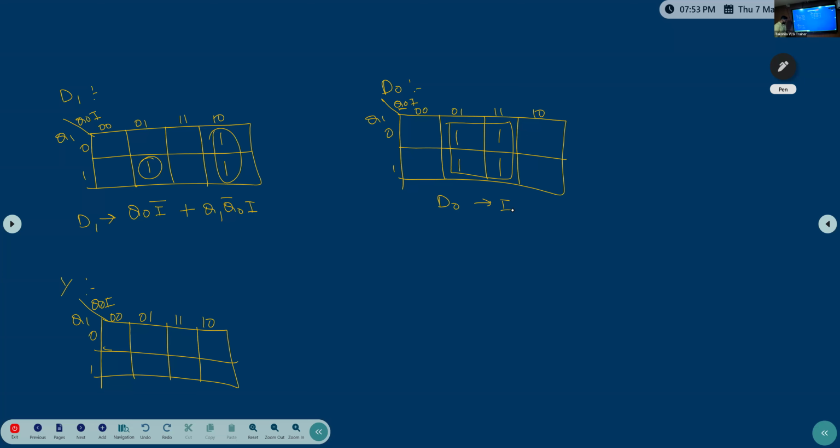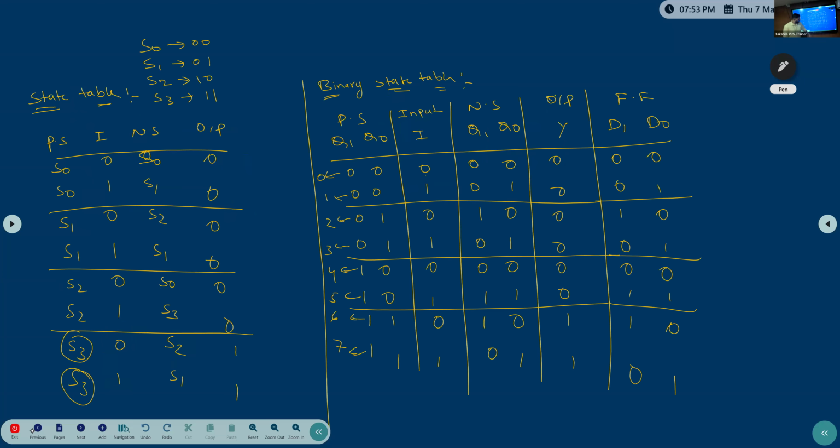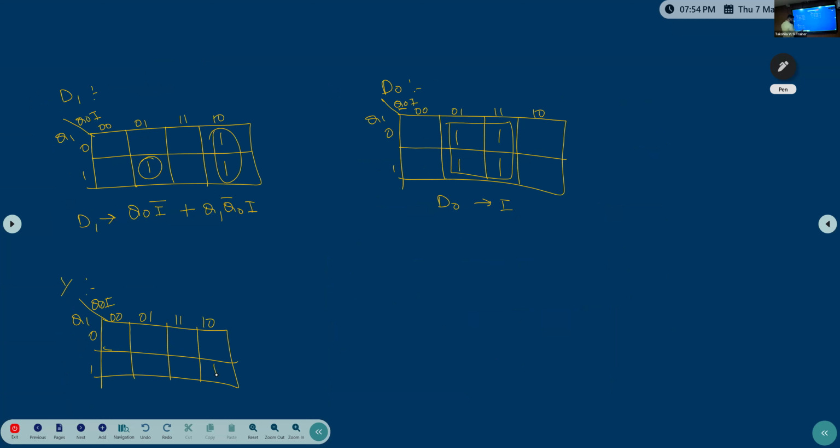Clear? So now Y. Y when it is high? It is high at 6 and 7. So 6 is this one, 7 is this one. Map these two. What is the common here? Q1. And Q0, right? Q1, Q0. This is Y. Clear? So now, based on this, I need to implement the circuit.